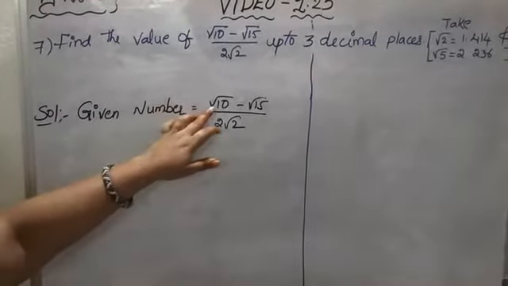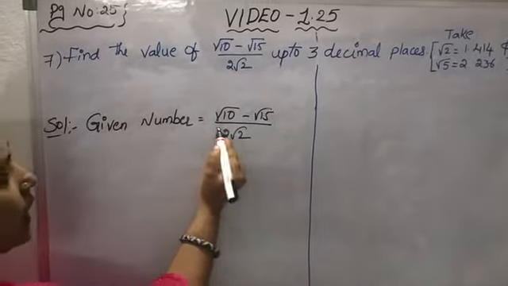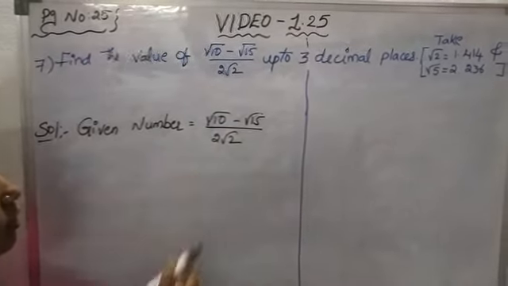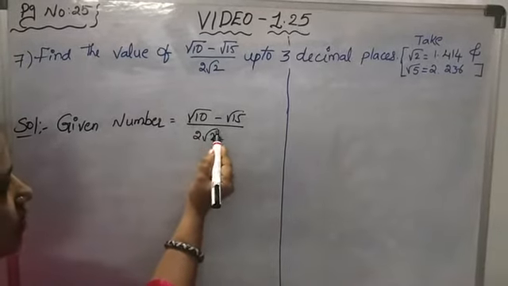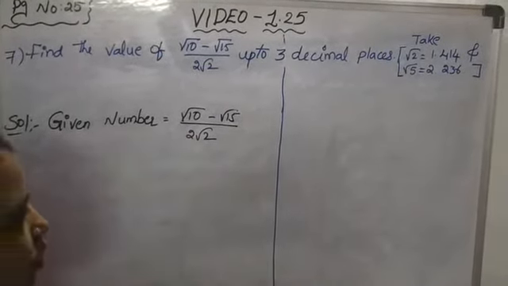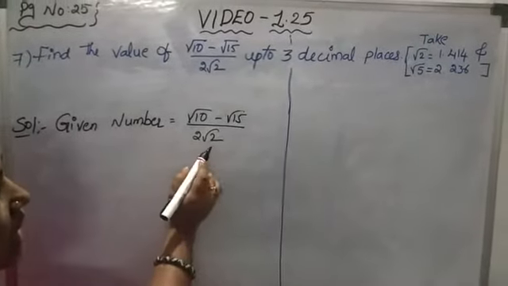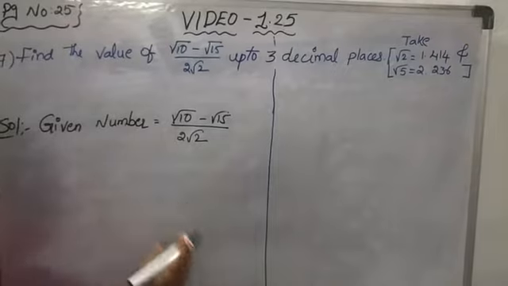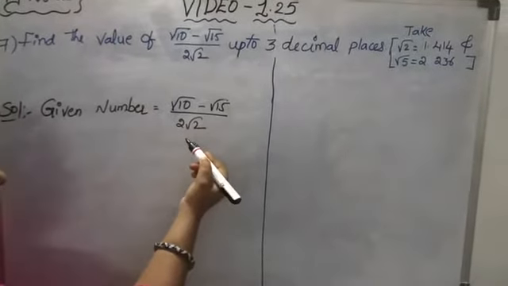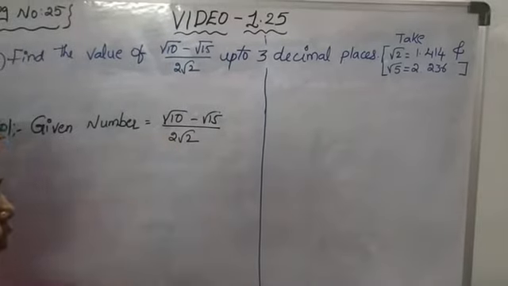The given number is (root 10 minus root 15) by 2 root 2. Observe children, here in the denominator 2 root 2 is given. This root means it is an irrational number. Convert this irrational number into a rational number. For that we have to take the rationalizing factor, and multiply the numerator and denominator with the rationalizing factor of root 2.